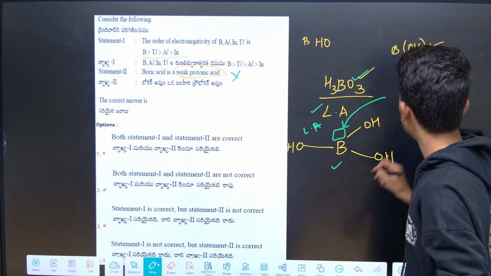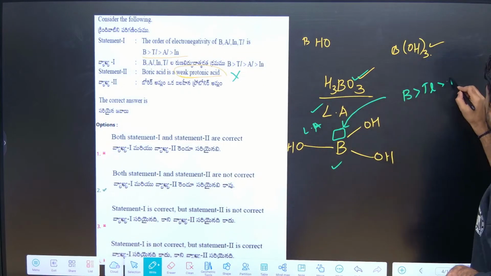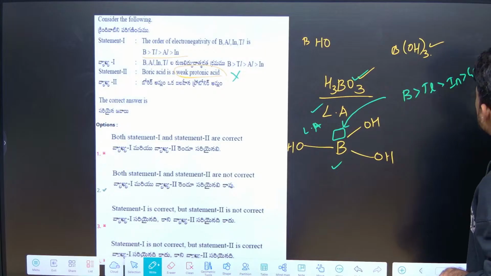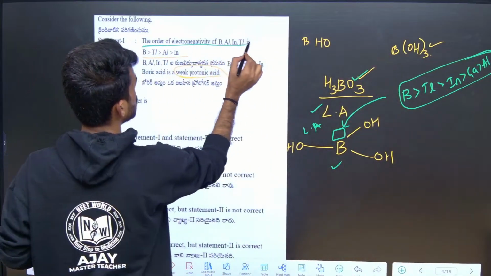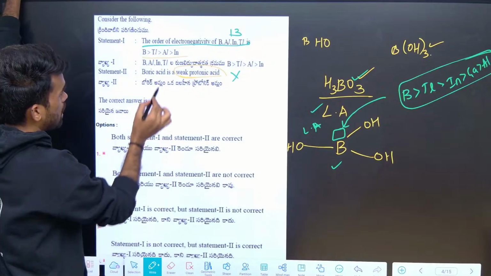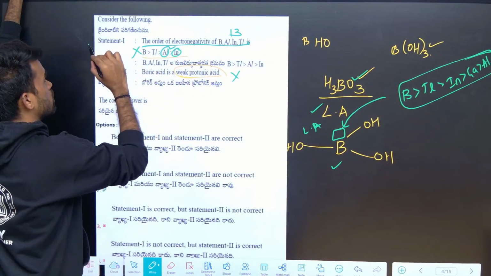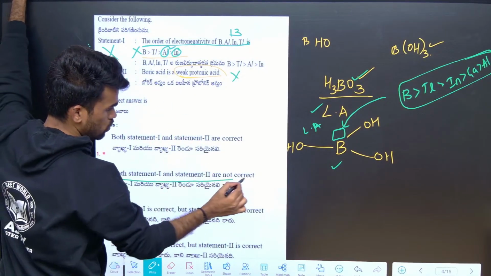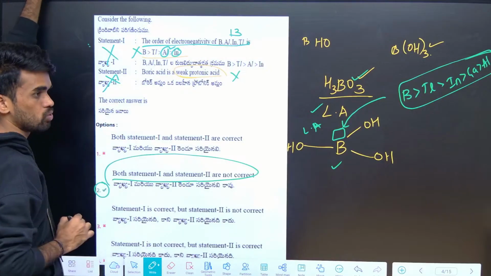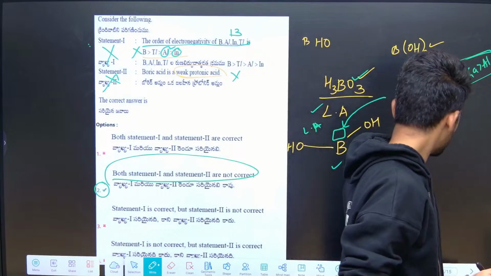The highest is boron, after that thallium, after that indium, after that gallium, and the least is aluminum. This is the electronegativity order for the 13th group elements. Whatever they have given, they gave aluminum more than indium, so this is an incorrect statement. Both statements 1 and 2 are incorrect, so you can go with option number 2. Hope it is clear, right? Okay, let's move further.